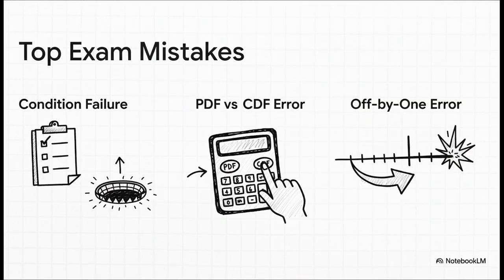And finally, here are the top 3 mistakes I see people make over and over again. Number 1, just forgetting to run through the BINS checklist in their head. Number 2, mixing up PDF and CDF on the calculator. Remember, point versus cumulative. And number 3, the absolute worst, the off by 1 error, especially with tricky at least questions. Always, always, always double check your numbers on those.